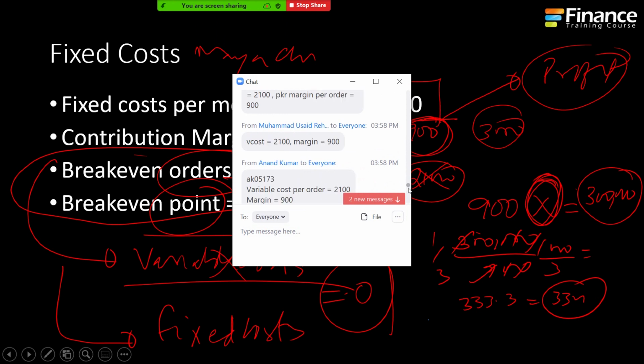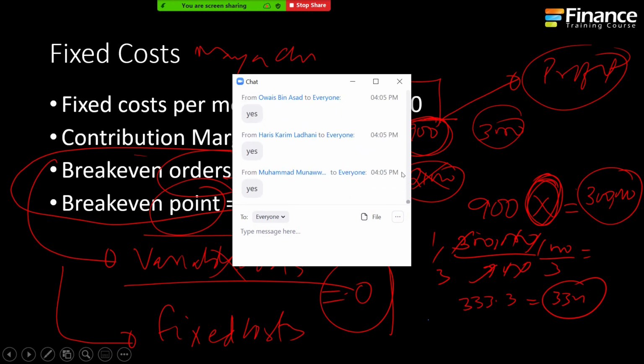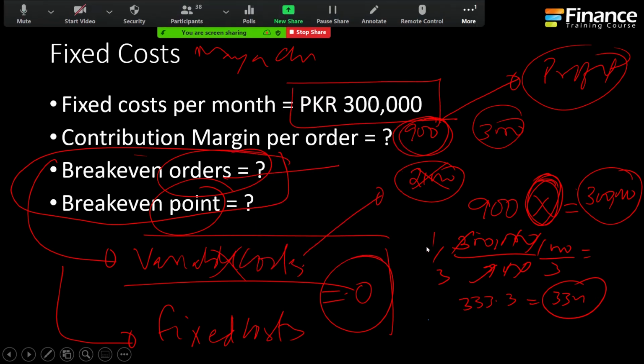Okay, very good. So everybody got the right answer, which is very nice. Acha ji, ab now, why is this number important? 334.